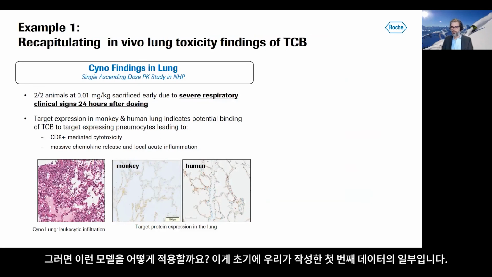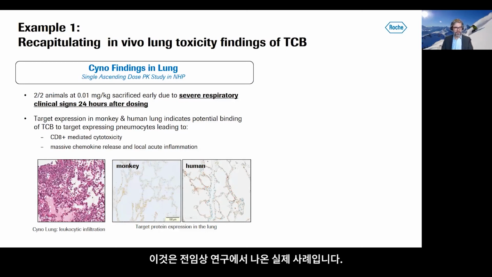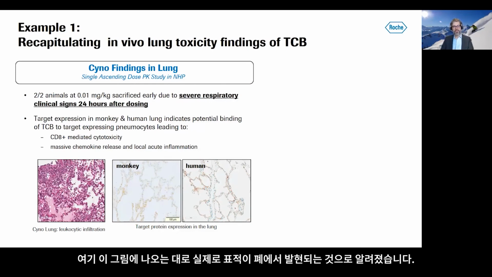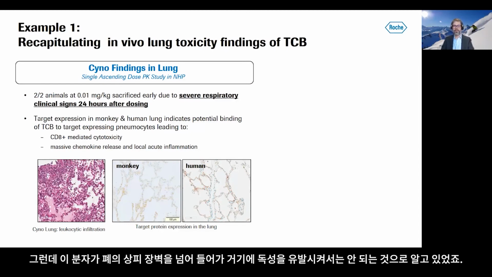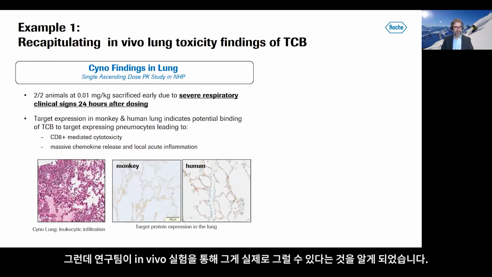How would we apply those models? So these are among the first data we started to generate in early days. So this is a real case example from preclinical development. A T-cell bispecific antibody was tested in a cynomolgus monkey study. It was known that actually the target is expressed in the lung, as you can see here in this sketch, but it was believed, well, actually, this molecule shouldn't be able to cross the epithelial barrier of the lung and enter there to cause toxicities. But unfortunately, the team had to learn in a real in vivo experiment, yes, it actually can.